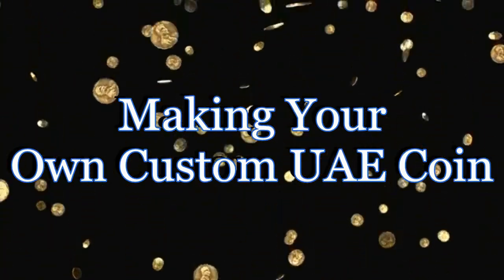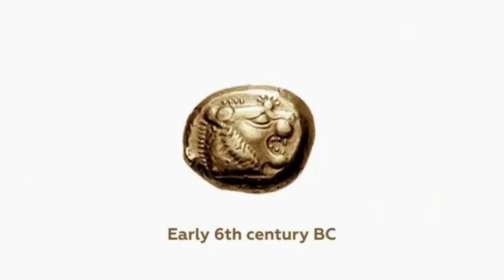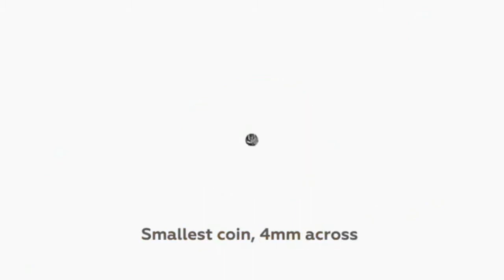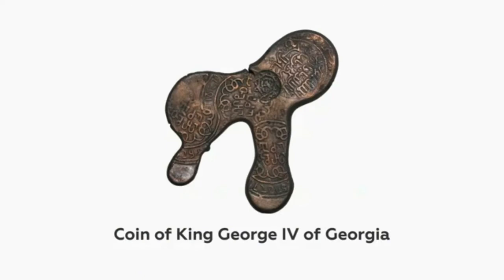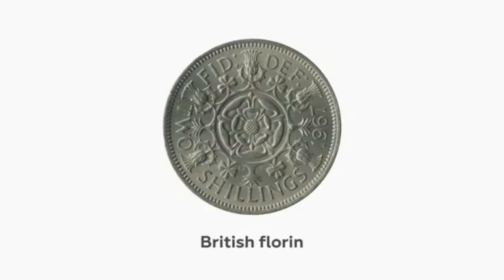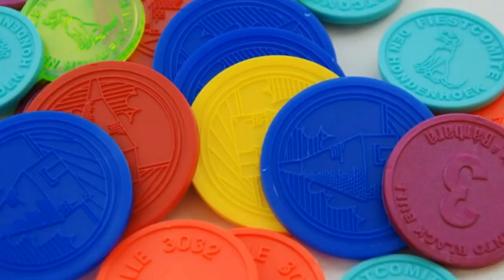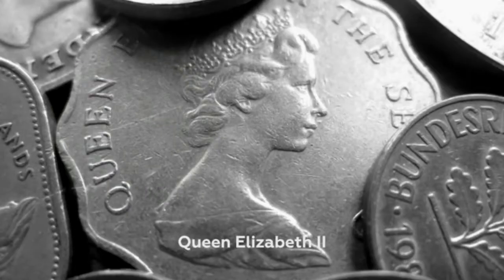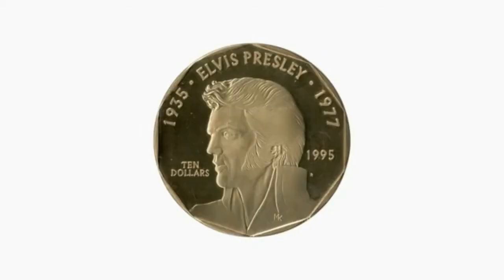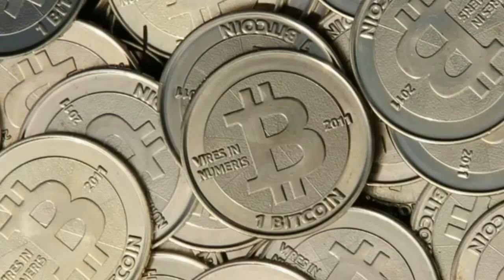So let's begin. Coins have been around for virtually forever, from small to large, from round to square to whatever the hell shape this is, in metal, wood, plastic, and maybe most importantly, chocolate. Gods, kings, queens, fictional characters, and celebrities all have their own coins. There are even coins which aren't actual coins nowadays.